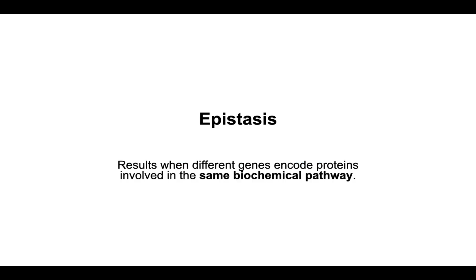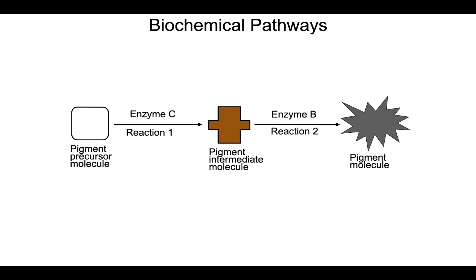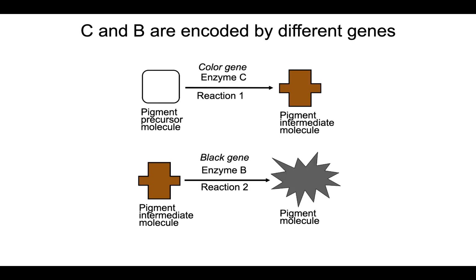And oftentimes, epistasis occurs when the two separate genes that we're looking at are involved in the same biochemical pathway. So for example, let's take a look at this biochemical pathway that gives rise to a black pigment molecule. What you need is enzyme C here that will turn this colorless pigment molecule into a brown intermediate. And then you need enzyme B that will convert this brown intermediate into a black pigment molecule.